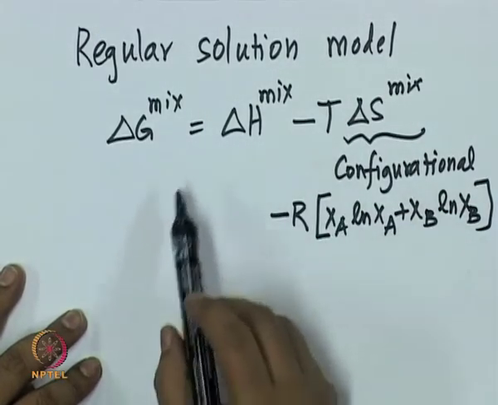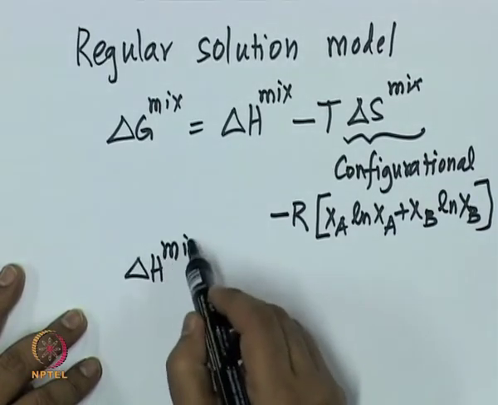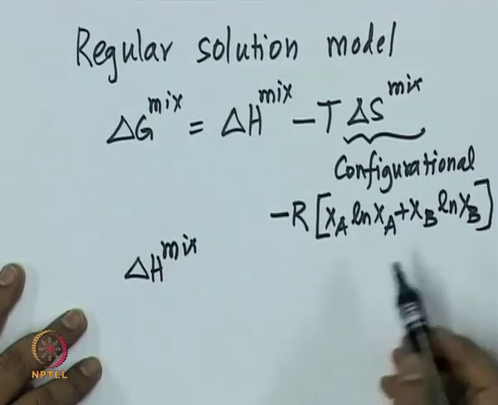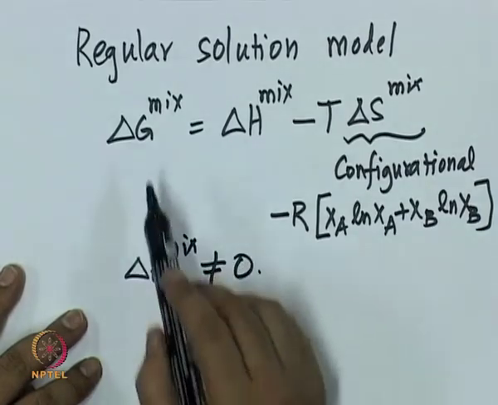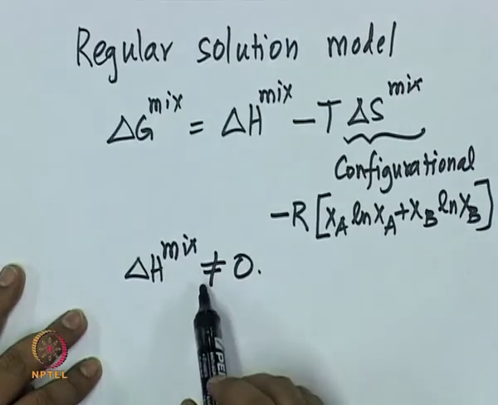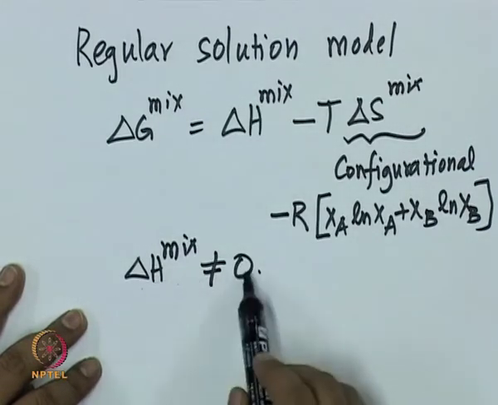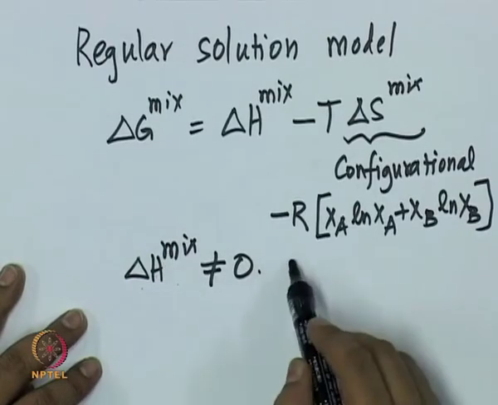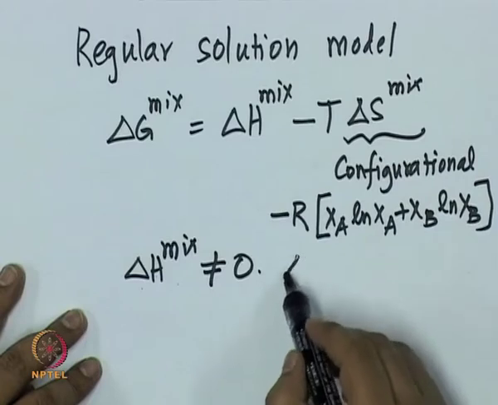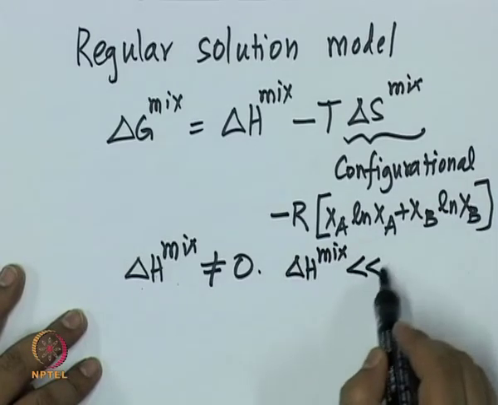In addition, we are going to assume that this delta H mix, which was assumed to be 0 in the ideal solution case, is not equal to 0. That is what makes it this regular solution model. We are also going to assume that even though delta H mix is not equal to 0, it is still a small number.